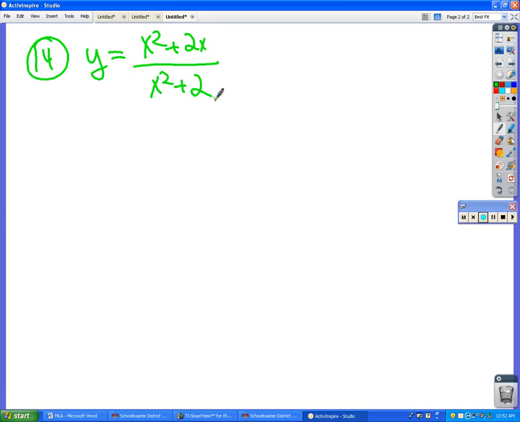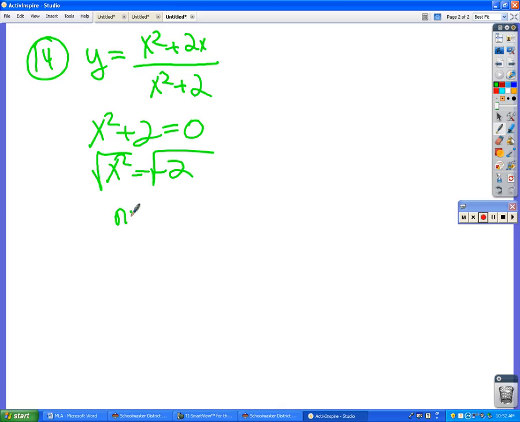All right, so same deal with the next one, number 14. We are going to see if there are any discontinuities by setting the bottom equal to 0 and solving. Okay? This one cannot factor. So I'm going to solve it the old-fashioned way by subtracting 2 from both sides. And then I need to take the square root. What is the square root of -2? Right, imaginary. So that means this has no solution, so there are no discontinuities.